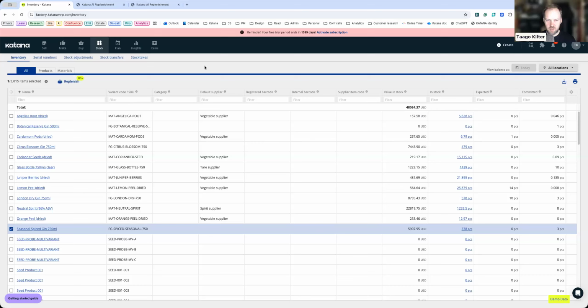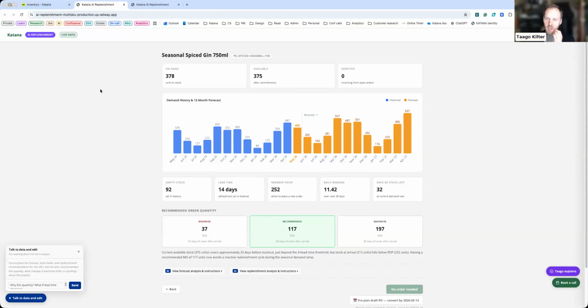And there is one important thing to understand: if you have multiple locations on your Katana account, like I do here, then the AI replenishment will analyze everything throughout these locations. And I have actually selected this seasonal spiced gin as one item I wanted to show you. So in essence, when I hit on the replenish button, I have actually pre-analyzed this already. But what happens is it will gather all the historical data you have in your Katana account about that specific item variant.